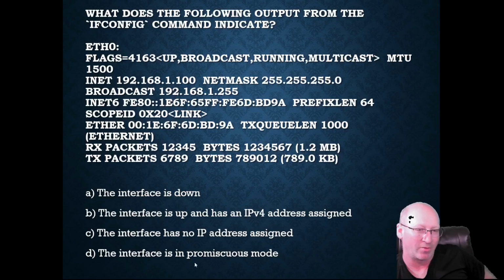Let's drop down to the bottom over here. The interface is in promiscuous mode. It is not in promiscuous mode. There's nothing in here stating it's in promiscuous mode. We can see that it's broadcast, running, and multicast, not promiscuous. So that is not the case. The interface has no IP address assigned. Well, it 100% has an IP address assigned. It is 192.168.1.100. It's right there, so that can't be right. So B, the interface is up, which it is, and has an IPv4 address assigned, which it does. So our answer is B.